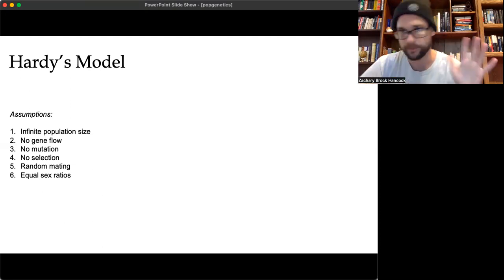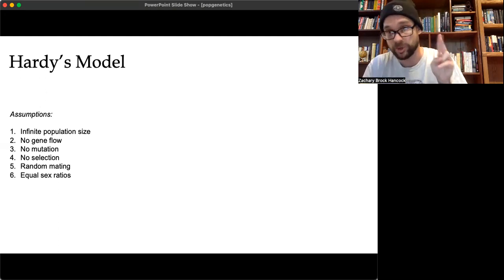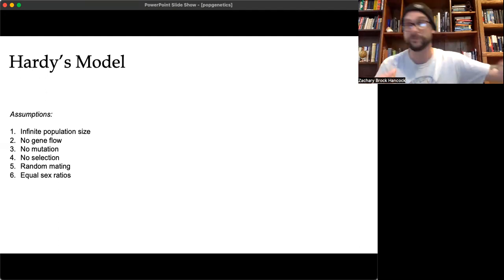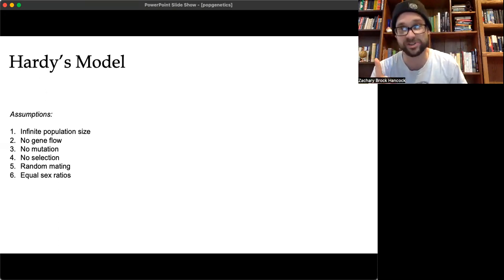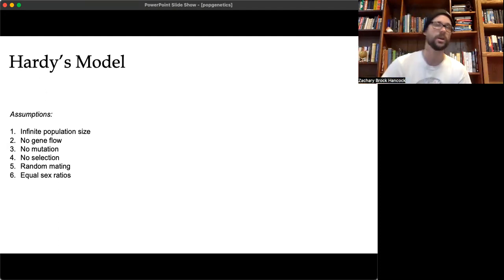Second, no gene flow. So there's no other populations that are throwing alleles into our little hypothetical population. No mutation. You should note that those two things do basically the same thing, right? Mutation introduces new variation. Gene flow brings in new variation. Both of those things promote variation. Whereas the first one, infinite population size, removes variation. No selection, obviously, no natural selection because that would be changing allele frequencies.